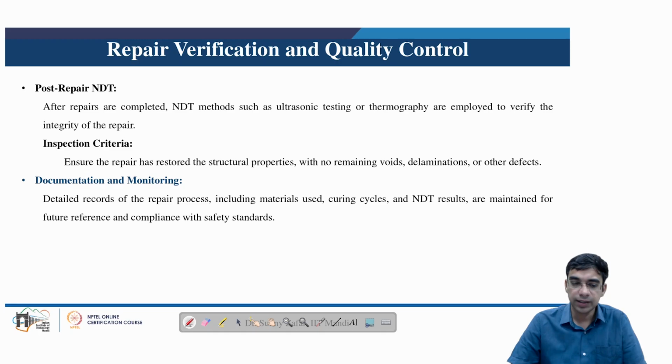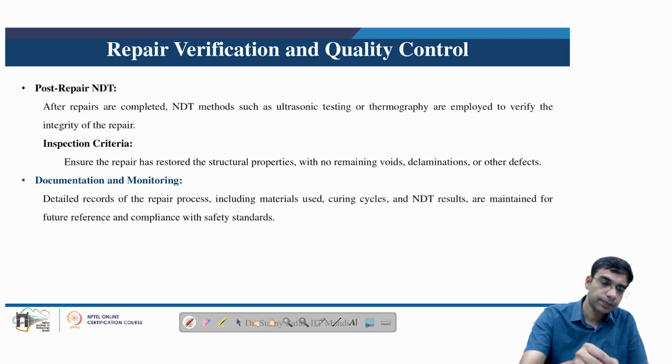Post-repair NDT is conducted, where non-destructive testing methods such as ultrasonic testing or thermography are employed to verify the integrity of the repair. Inspection criteria ensure the repair has restored the structural properties with no remaining voids, delamination or other defects. Documentation and monitoring: a detailed record of the repair process, including materials used, cure cycles, and non-destructive testing results, is maintained for future reference in compliance with safety standards.